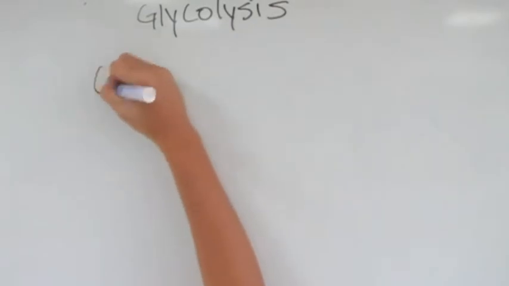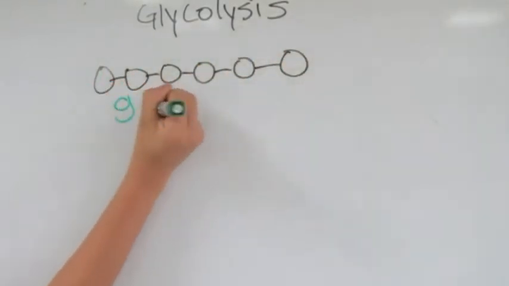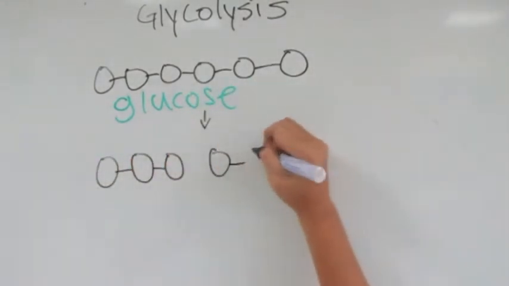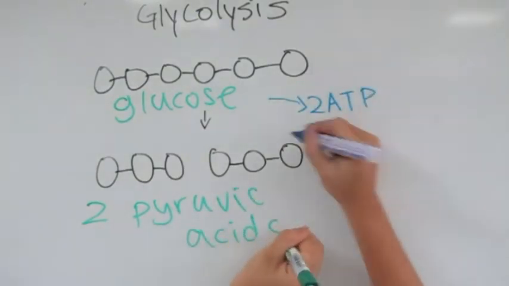Glycolysis is anaerobic, which means it does not need oxygen to work. Glycolysis is the process of converting one molecule of glucose into two molecules of pyruvic acid. It produces 2 ATP and 2 NADH.